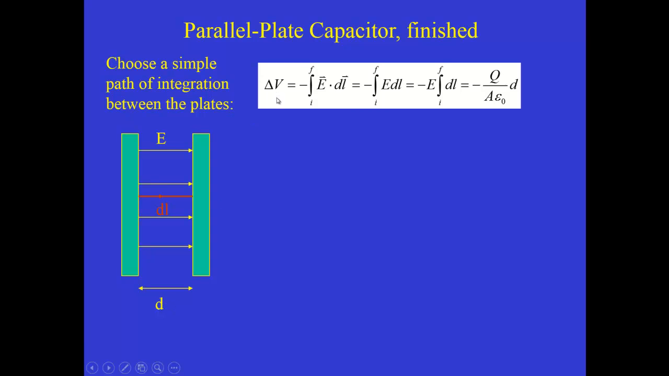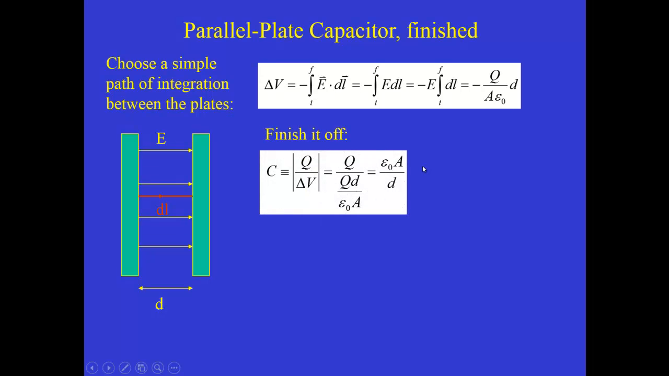So now we have a simple expression for delta V, and we are almost done. The capacitance is the ratio Q over delta V. Well, for the numerator, we just leave it as Q. Delta V in the denominator depends on Q. We plug that in, take the absolute value, so the minus sign goes away. The Q's cancel, as they should, and the result is epsilon naught A over d. And that is the simple expression for an empty parallel plate capacitor.